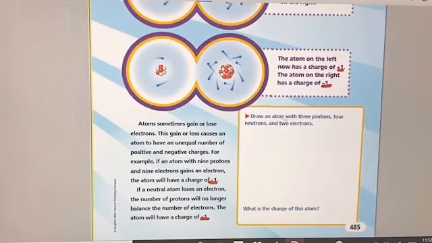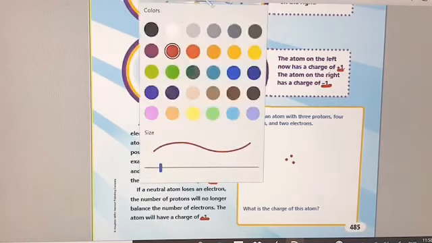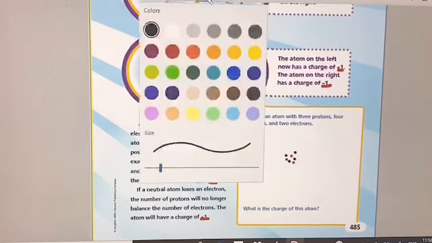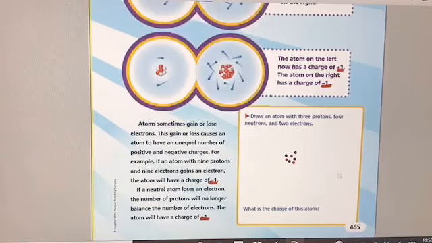Let's do this activity. Draw an atom with 3 protons. I'm going to draw the protons with red. 1, 2, 3. 3 protons. And 4 neutrons. Let's choose the color. 1, 2, 3, and 4. 4 neutrons. And how many electrons? 2. Only 2.